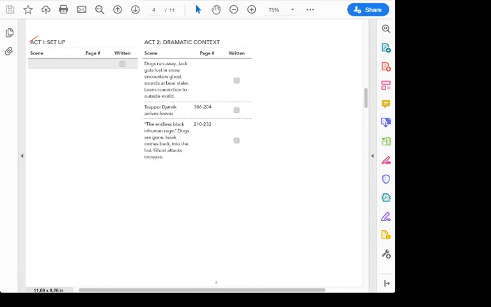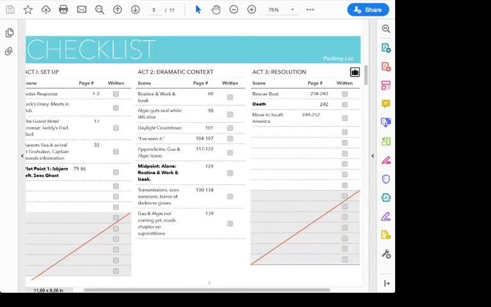Then he runs into a trapper, and then, on pages 210 to 232, we get a chapter, quote, the endless black inhuman rage. So the dogs are gone, Isaac comes back into the hut, and the ghost attacks increase. So it's highly dramatic and really stressful. And that leads us all the way to the second plot point.